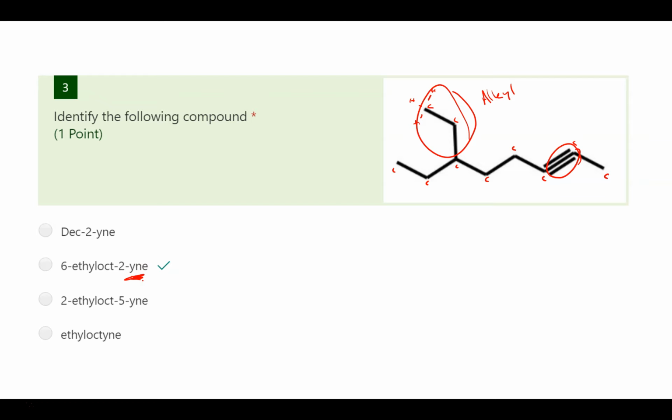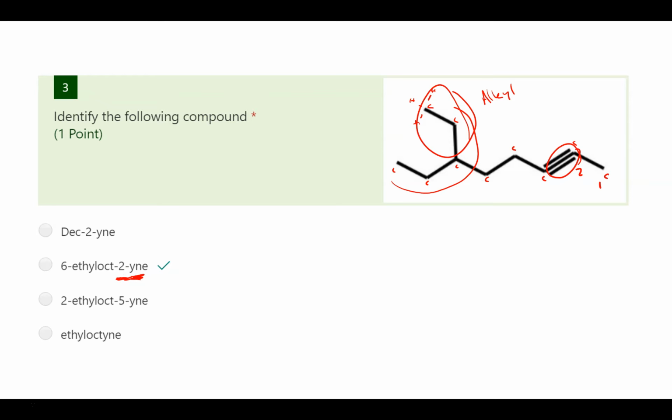We number it so that we can find the longest chain. See how this diverges around here? One of those is part of the longest chain. They're both the same length, so it doesn't matter. You get to choose. But the other one is a separate group. We number it so the functional group has the highest priority, which means we number from this end. So it's 1, 2. So it's oct-2-ine. That's our only option with oct-2-ine.